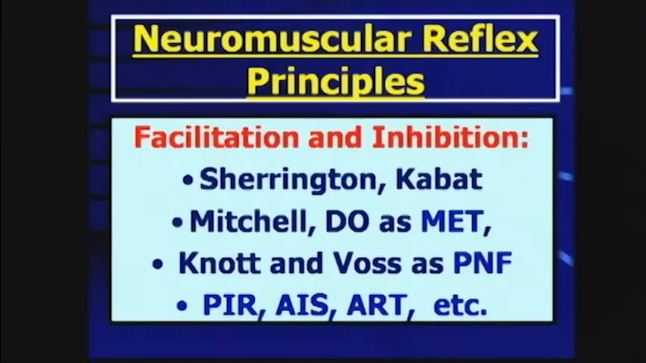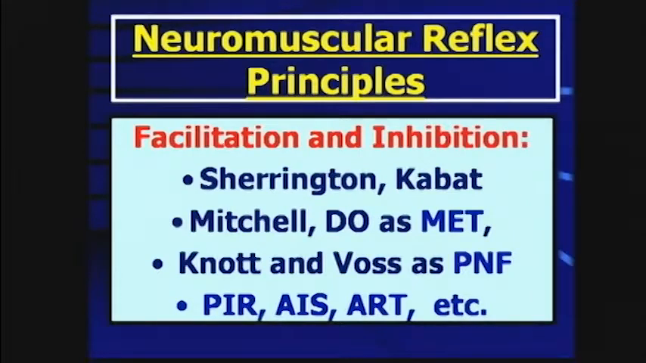Now, I'll give you a little background on where these reflex principles came from, because they've been around for quite a while. Neuromuscular facilitation or inhibition concepts were first described by Dr. Sherrington and Cabot. Dr. Fred Mitchell, an osteopath at Michigan State University, called using reflexes muscle energy technique. This is all the way back in the 50s. Physical therapists, notably Voss, were writing at the same time as Mitchell describes his muscle energy. They were describing something they called PNF, proprioceptive neuromuscular facilitation.